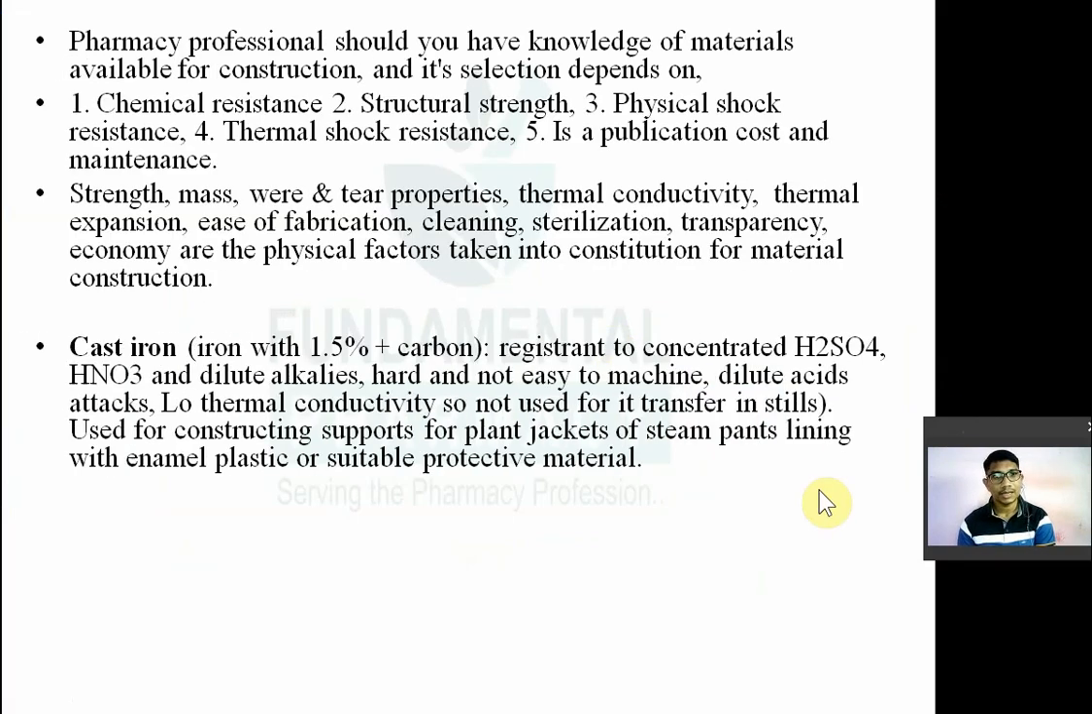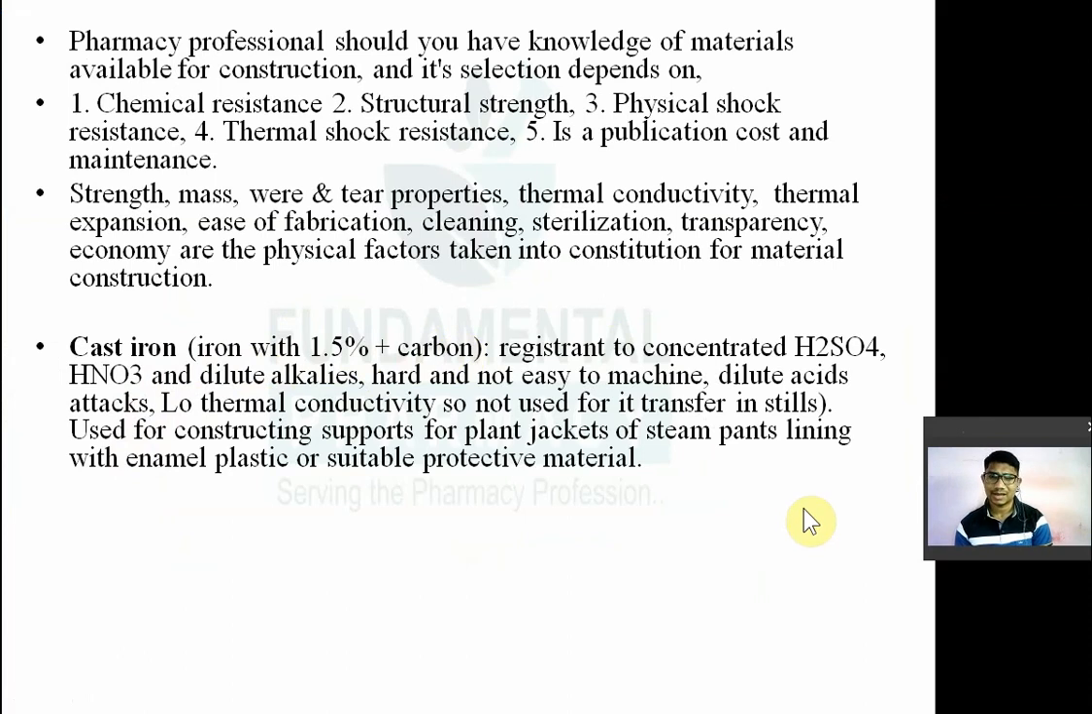First one is cast iron. तो cast iron आप जैसे pronounce करना है वैसे कर सकते हो. Cast iron is nothing but a mixture of iron and 1.5% or more carbon. That is known as cast iron.